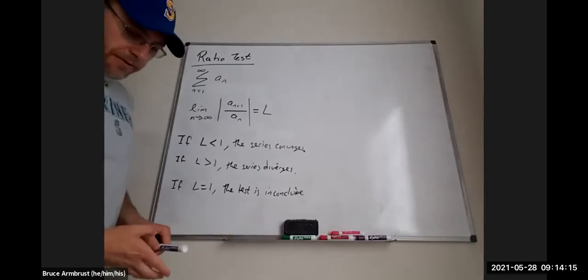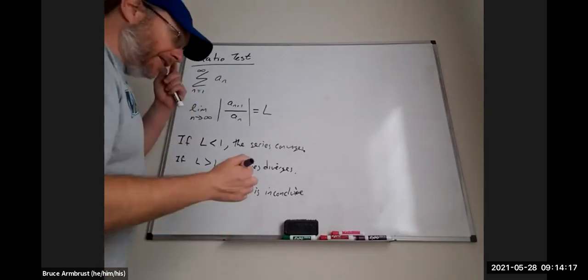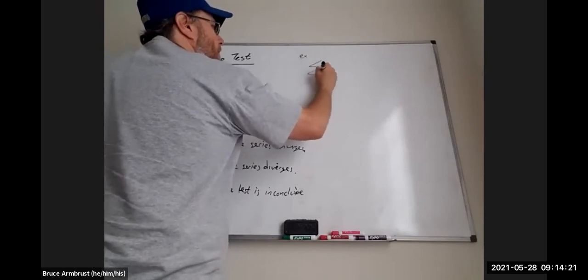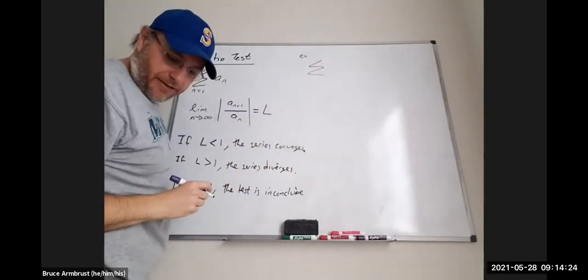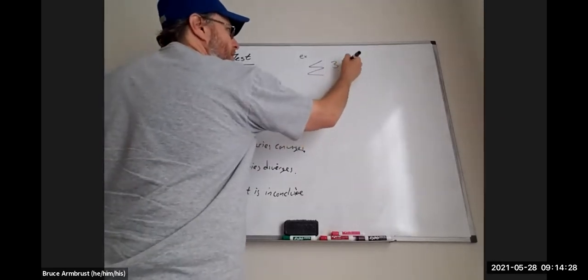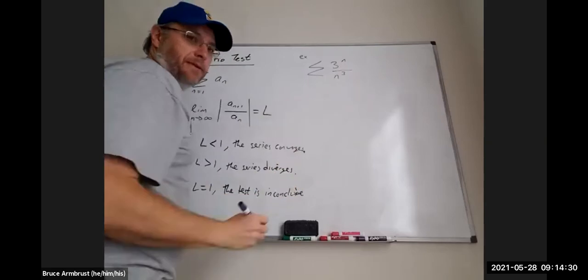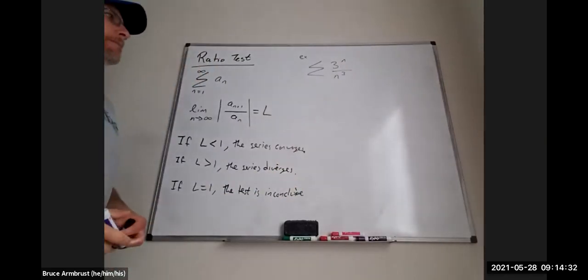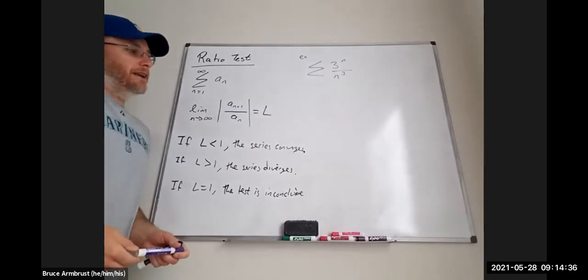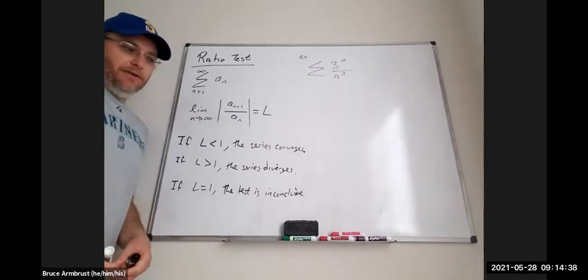So suppose that this is the series we're curious about. We're going to look at 3 to the n over n cubed. And I want to know, does that converge or does that diverge?